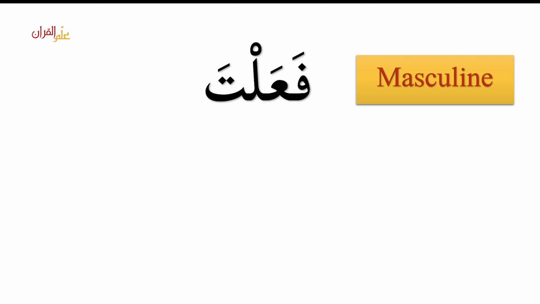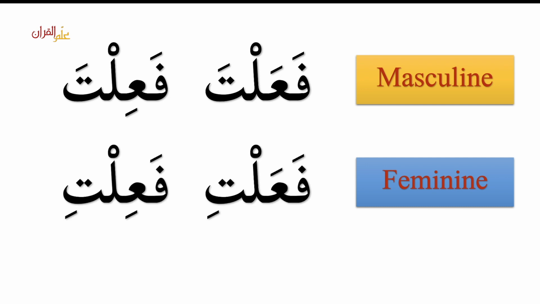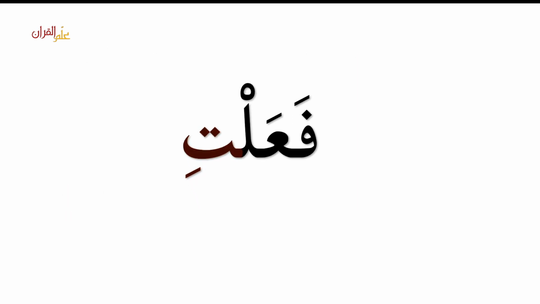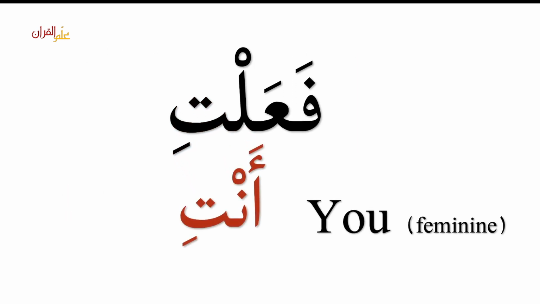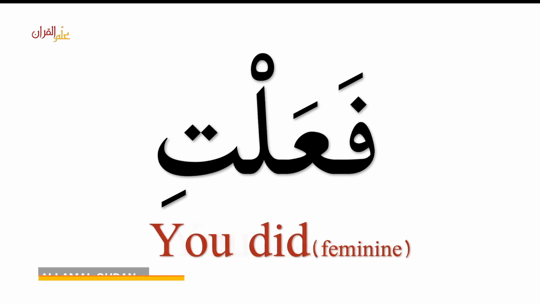The masculine is فعلتَ. The verb for feminine, or female, is فعلتِ, the ta with kasra. And the subject أنتِ, you for feminine, is in فعلتِ. فعلتِ means you did, female. If you're speaking to a female, you say فعلتِ, you did.